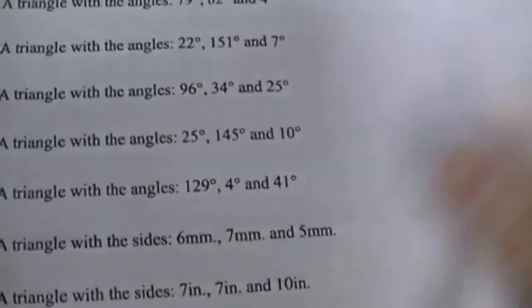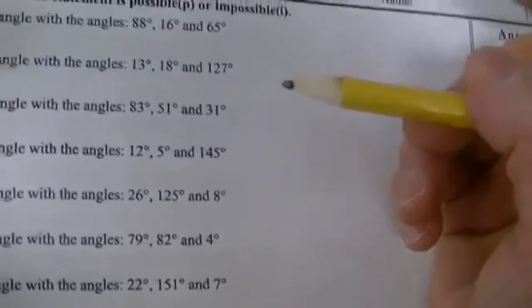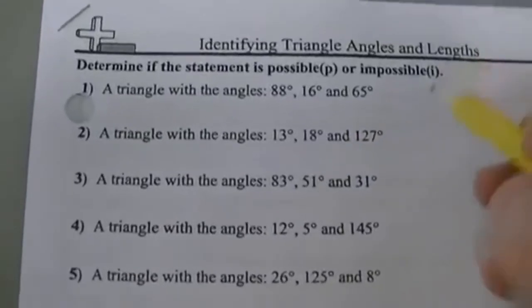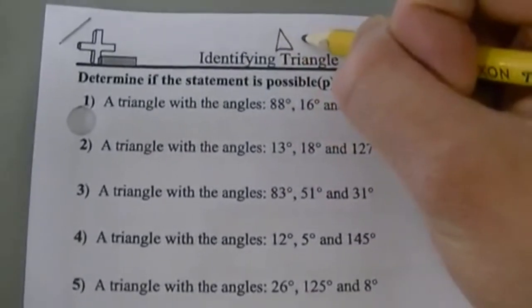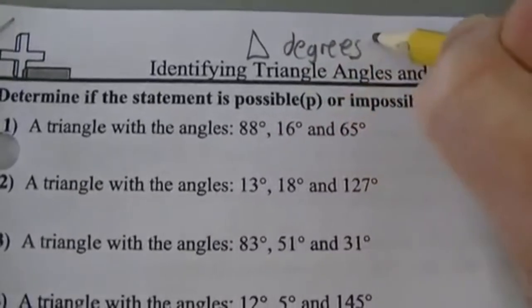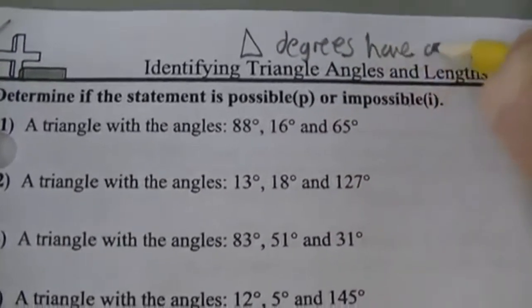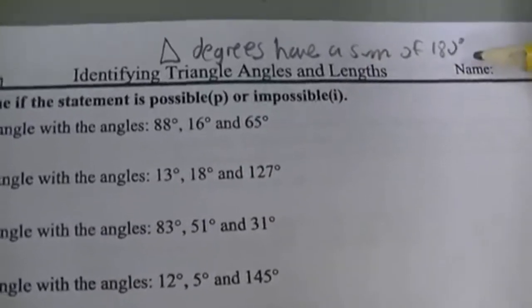Okay? All right. So it looks like the first 10 problems focus on those degrees in a triangle. Remember, they have to equal the degrees in a triangle. Triangle degrees have a sum of 180 degrees. That's just a nice thing to tuck in the back of your brain, okay?